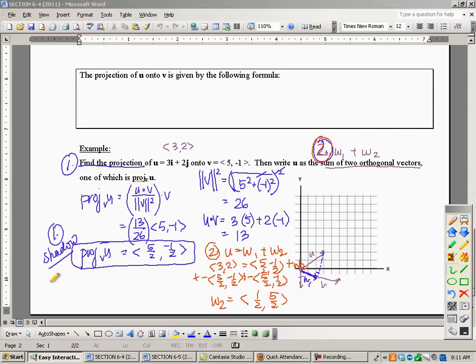So if I'm going to write this sum, they actually want to see it written out. You say, okay, in order to get the vector 3, 2, I add my projection, 5/2, negative 1/2, plus my W2, my orthogonal vector of 1/2, 5/2. This is part 2. It's really saying, do you understand that you can solve equations with vectors like you do normal equations? Okay, so that's section 6.4. We'll be working again with more projections in class, but the idea again is that the projection is really just you trying to find the component form of a shadow.